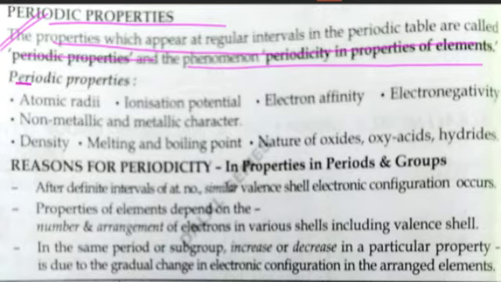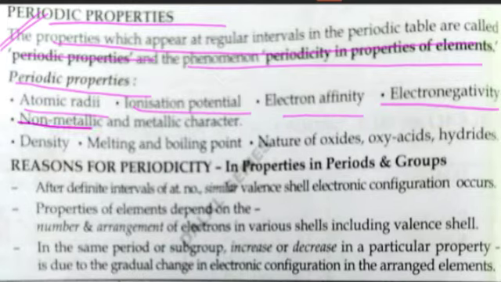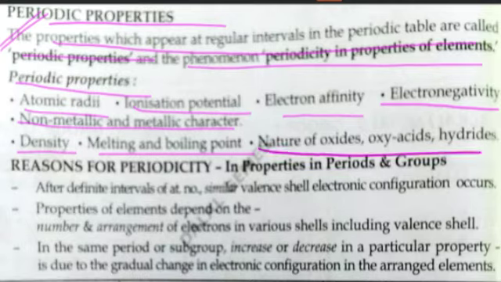Now, periodic properties. First is atomic radii, ionization potential, electron affinity, electronegativity, non-metallic and metallic character, density, melting and boiling point, nature of oxides, oxyacids, hydrides. These are periodic properties. Now, reasons for periodicity in properties in periods and groups.